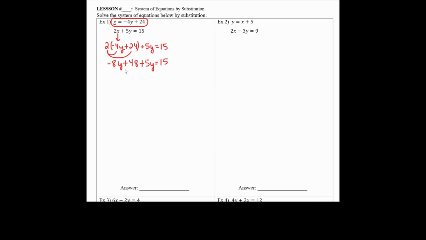Next step is combine like terms. So we're going to combine negative 8 with 15. And the 48, there's nothing I can combine with 48. Remember, here is the border. So negative 8 plus 5 is negative 3y. We bring down the 48. Equals, we bring down 15.